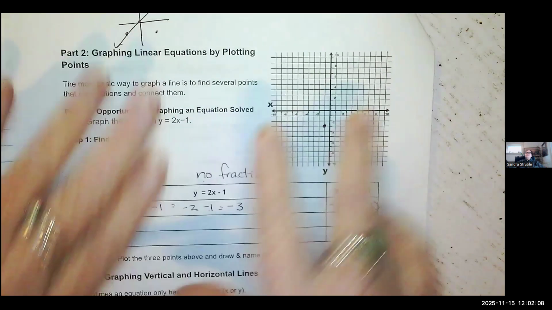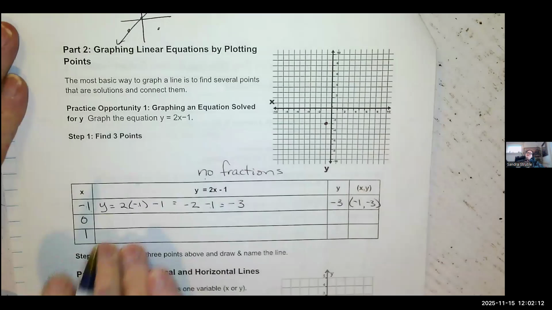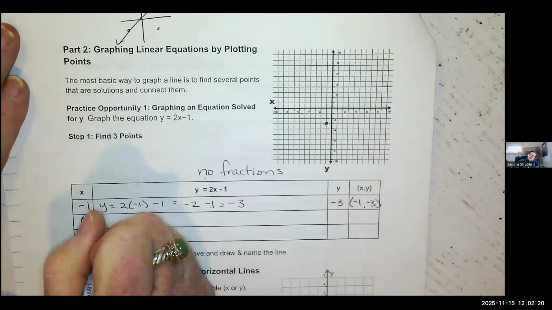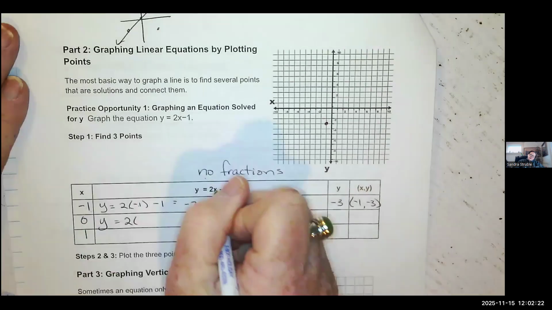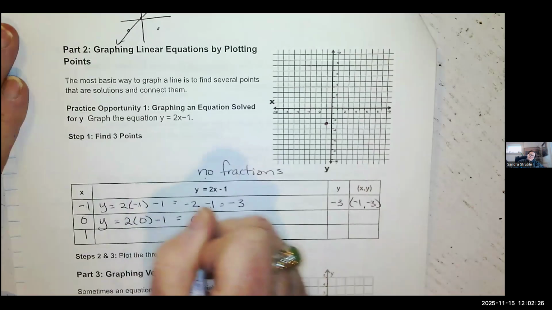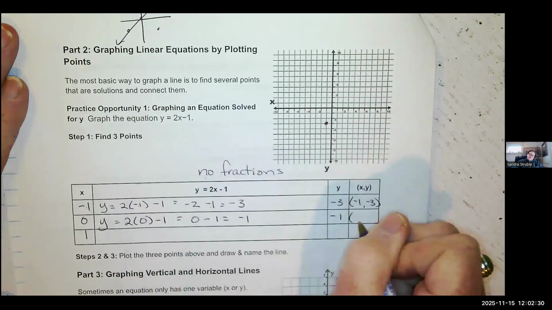So I want you to pause the video and do these next two just as I've done, plot your points, and see if you've got a straight line, and then come back to see how you did. So the next one is y equals 2 times x minus 1. For the x's, I'm going to place a 0. 2 times 0 is 0, minus 1 is -1. So 0, -1 is my next one.